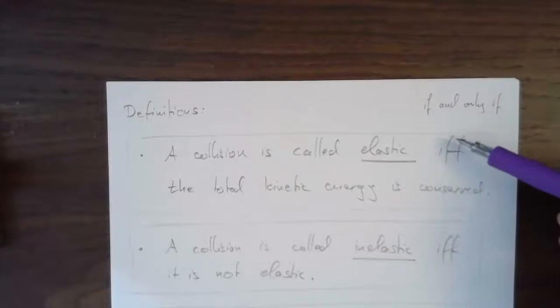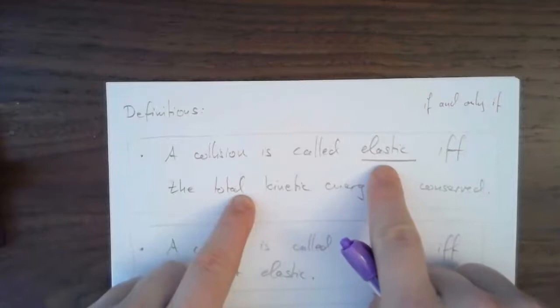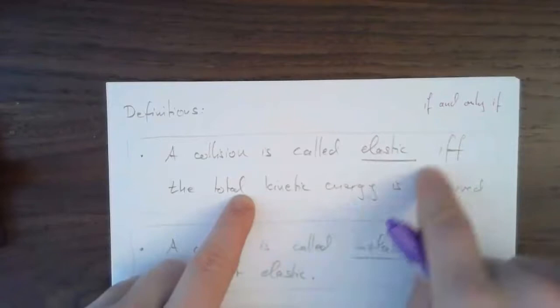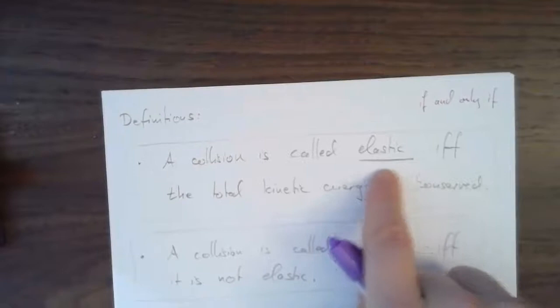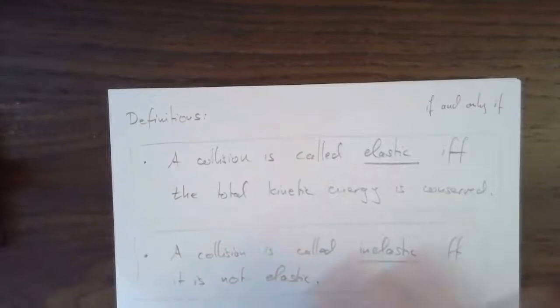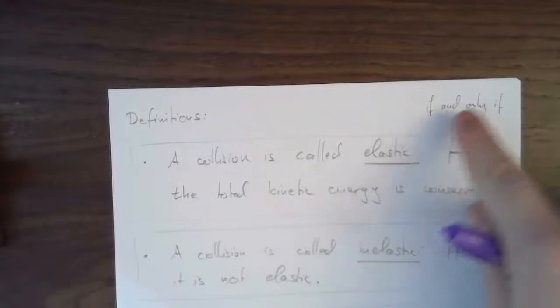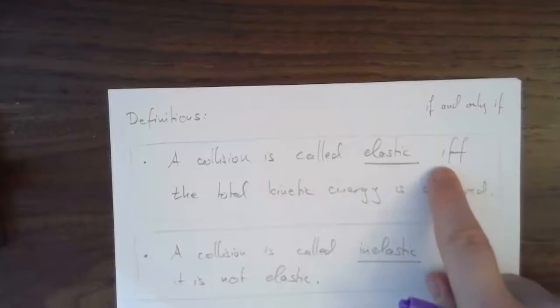Okay, so let's call it elastic. That's the if part. But if you have only if, that means if total energy is not conserved, you're not allowed to call it elastic. So a collision is called elastic if the total kinetic energy is conserved, and in other cases too? No, only in the case that the total kinetic energy is conserved, and then for sure, if and only if, or in the little physics jargon or math jargon or computer science jargon, iff with two F's. Okay, just a side note.